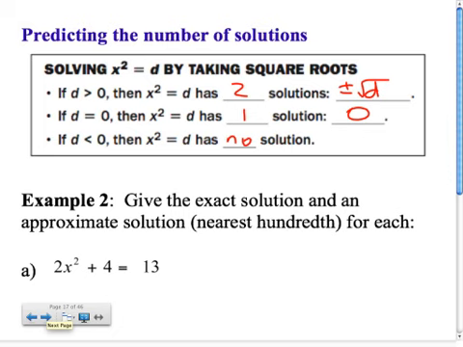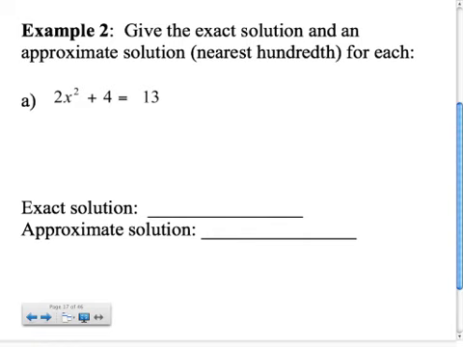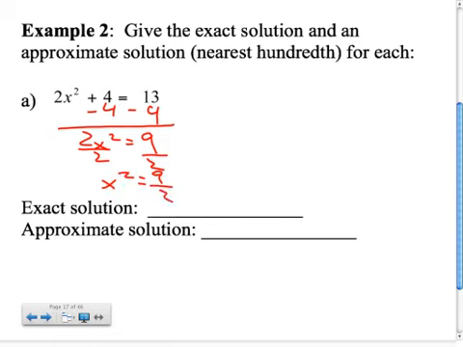Okay? So, example 2 says, give the exact solution and an approximate solution for each. Alright, so when I go through here, I subtract 4, I get 2x squared equals 9, divide by 2, so x squared equals 9 over 2. Alright, now this number is bigger than 0, so I know I have two answers. I've got to take the square root. So the exact solution would be the square root of 9 over 2 and the negative square root of 9 over 2.